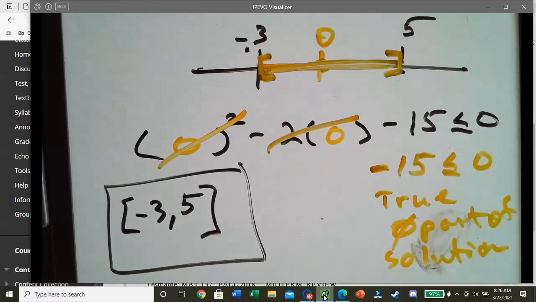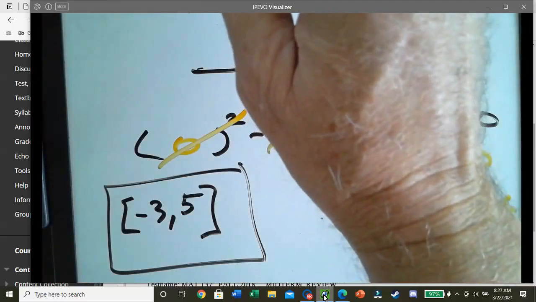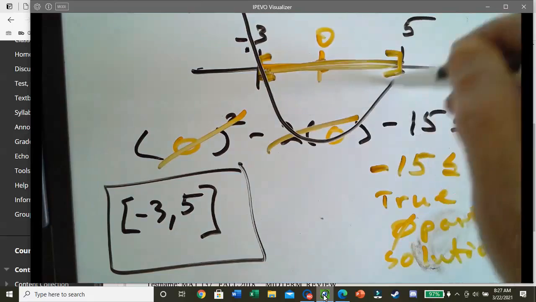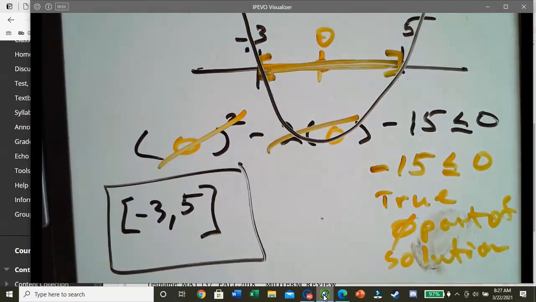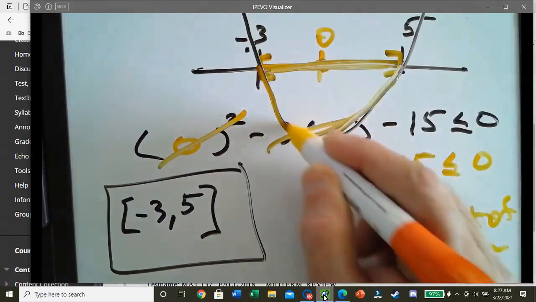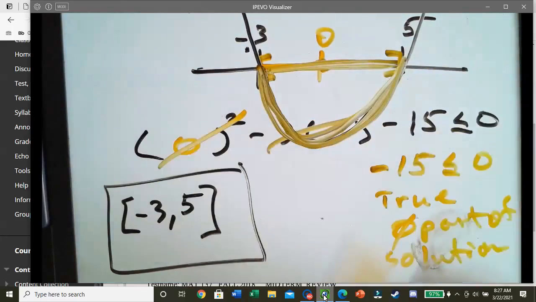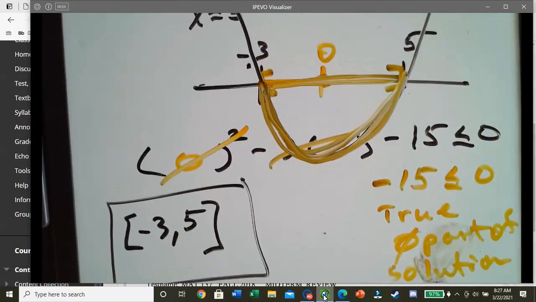Okay? Questions there? So if you were to graph that, you would have something like this, where all this underneath is less than 0, graphically. But you don't have to graph it. You can just determine the boundaries and use the number line, okay?